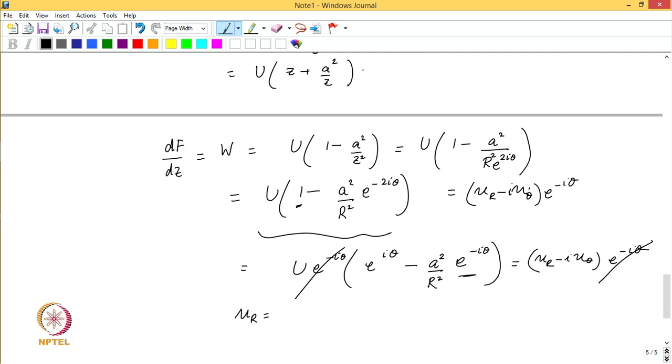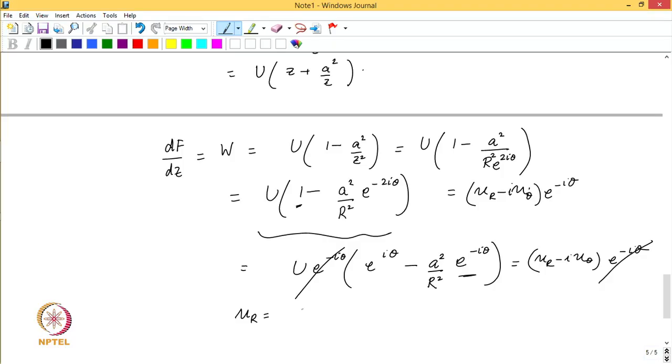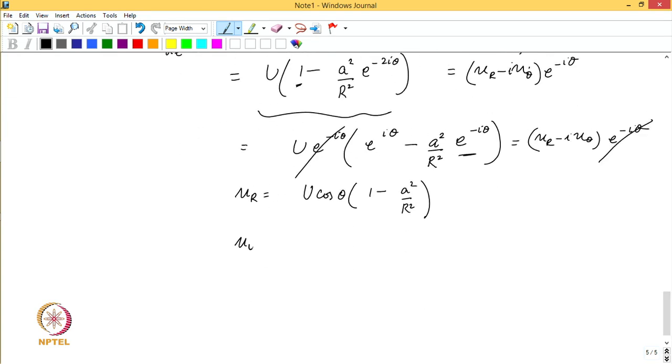So, we will have to combine the real and imaginary parts. We need to separate them, combine the real terms, separate them out, combine the imaginary terms, separate them out, and what we will get is u_r equal to u cosine theta (1 minus a squared by r squared), and u_theta will be minus u sin theta (1 plus a squared by r squared). Though I have jumped a few steps here, I fully expect you to be able to work this out.